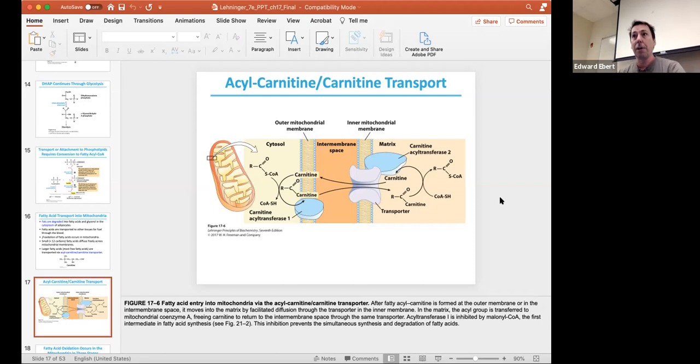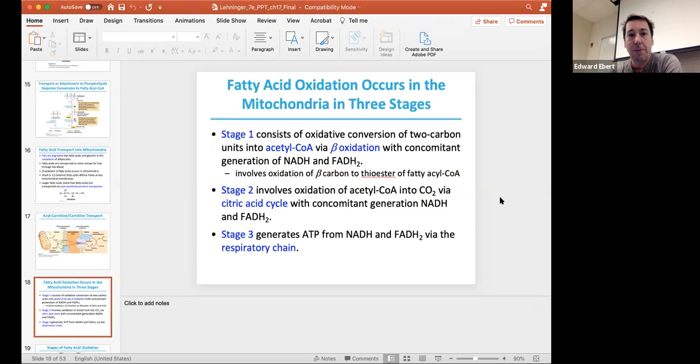Again, this is a good example of compartmentalization. Our fatty acid synthesis takes place in the cytoplasm. Our fatty acid catabolism takes place in the mitochondria. If we're making fatty acids, we don't want to break them down. If we're breaking them down, we don't want to synthesize them. No futile cycles in here.